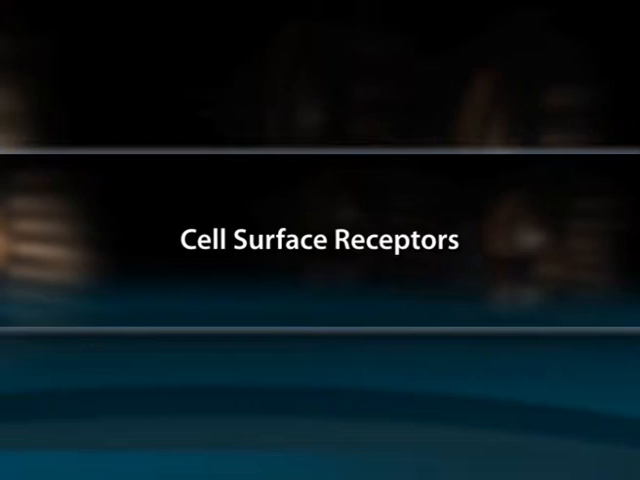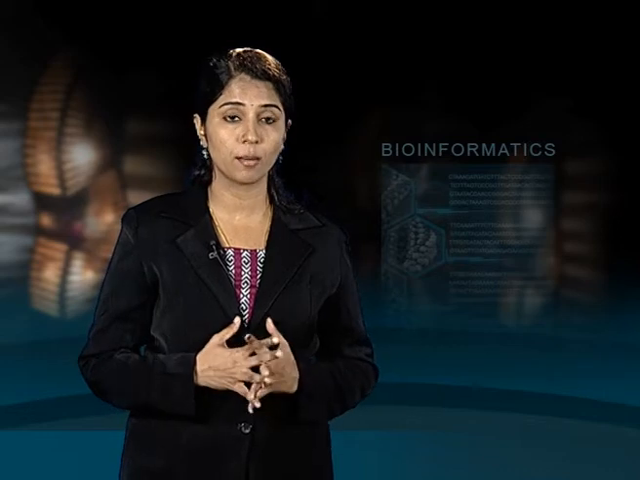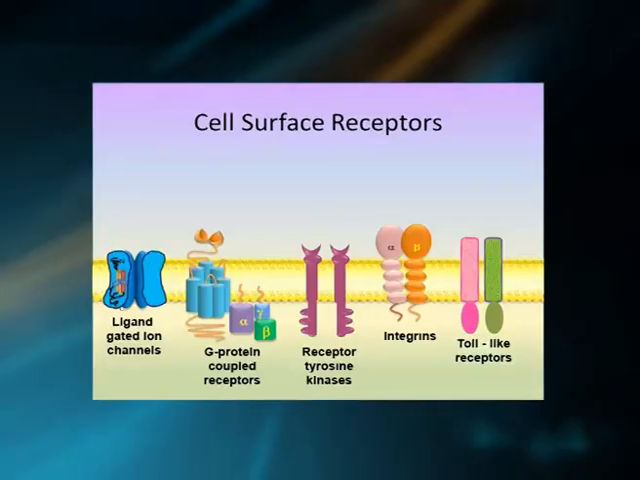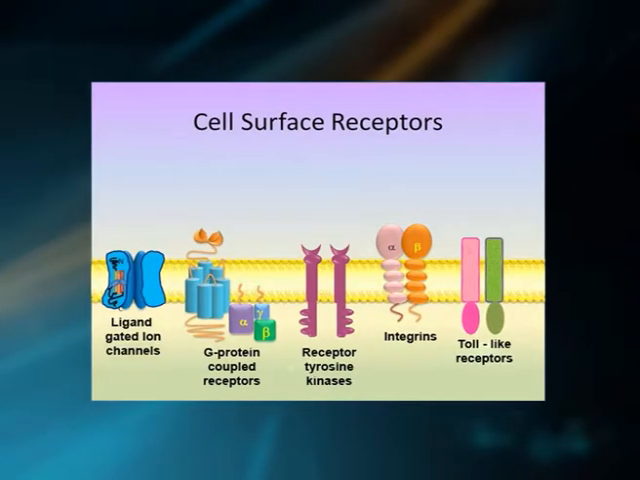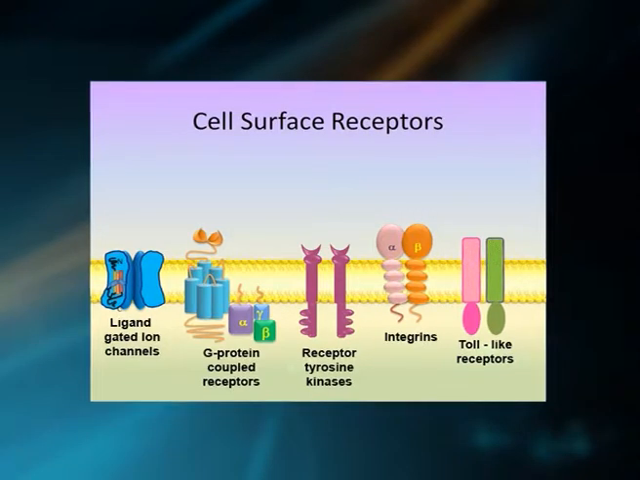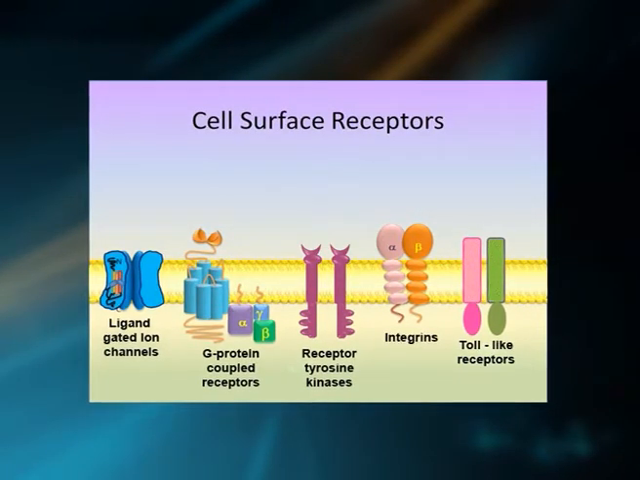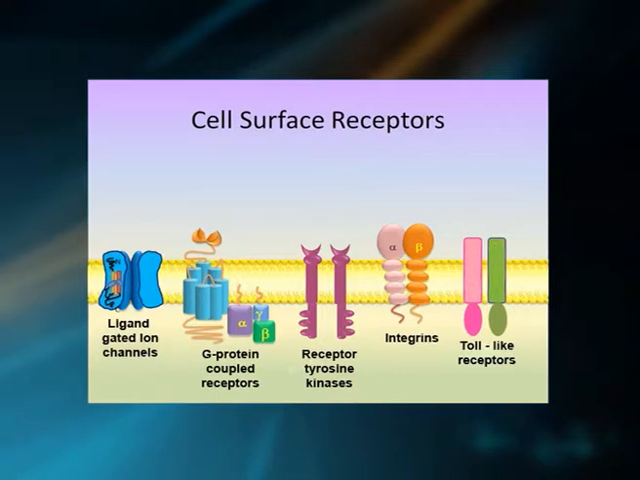Cell surface receptors. Any given cell of a multicellular organism is exposed to a constant stream of signals. At any time, hundreds of different chemical signals may be in the environment surrounding the cell. However, each cell responds only to certain signals and ignores the rest.